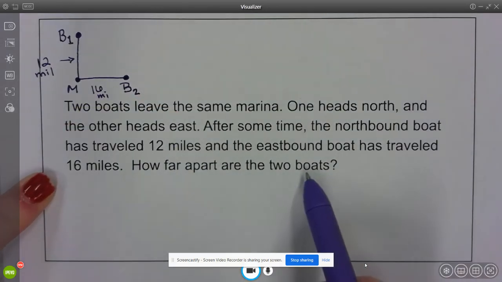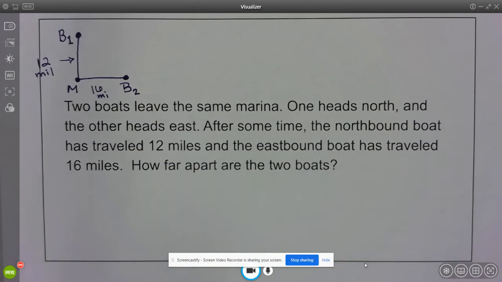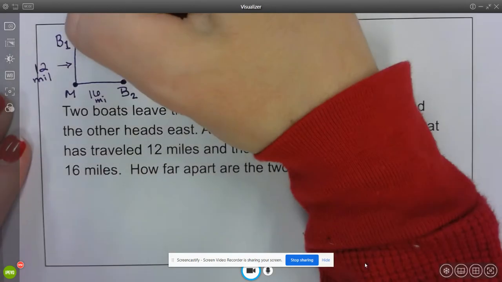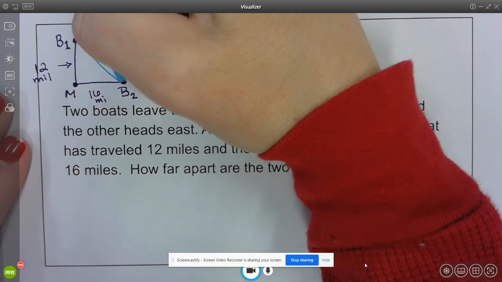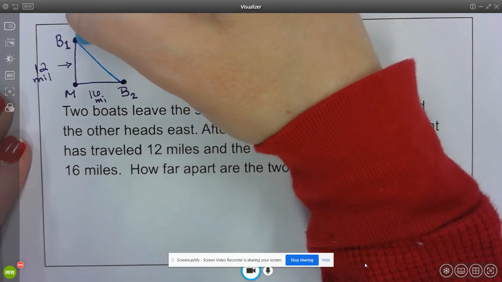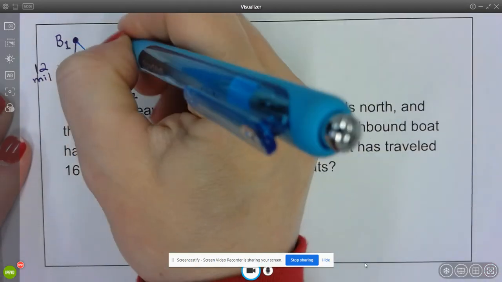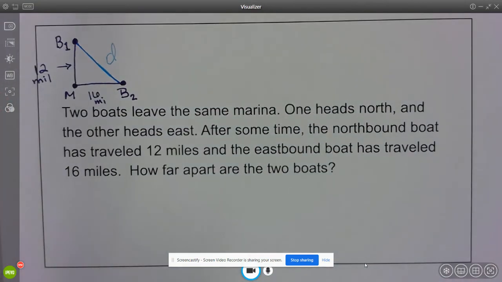My goal is to figure out how far apart the 2 boats actually are. Well, that's this distance here on the diagonal. This is what I don't know, and I'm going to label that D for distance. Since they went directly north and directly east, I know that they created a right angle here at the marina.